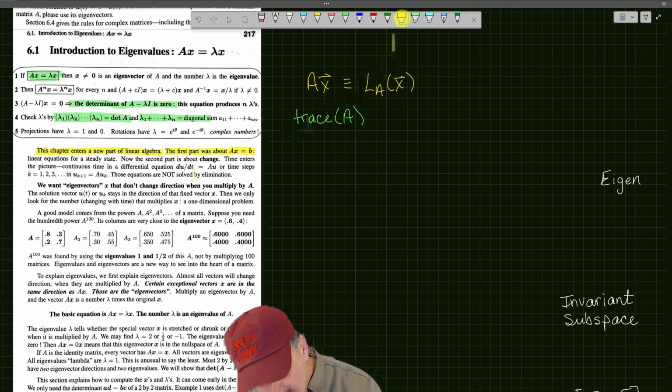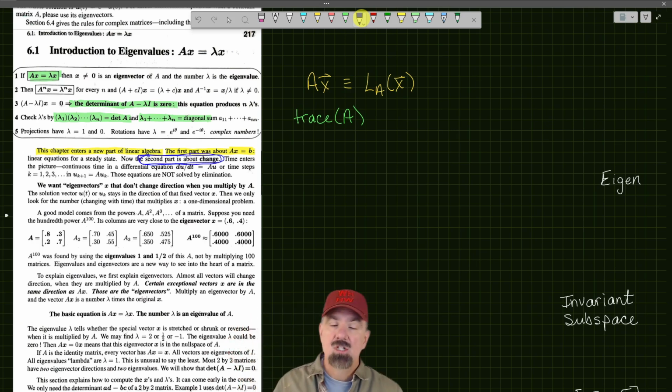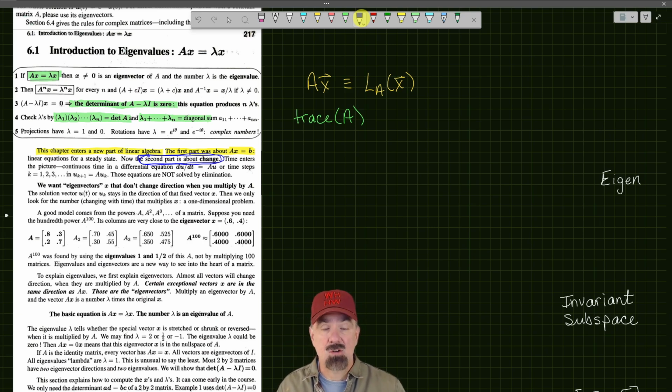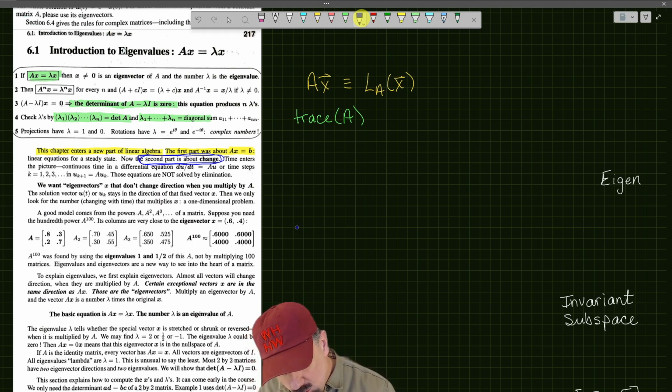He makes a claim here, and let me just circle this. He makes the claim that the second part of his book is about change. So that's true. However, there are some of the applications, for example, the differential equations, which is really about change. Derivatives are rates of change, and so differential equations are all about rates of change and change itself. And we aren't covering that information. So it is about change, but not necessarily in the way that we would think about it.